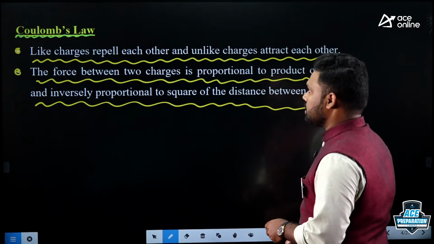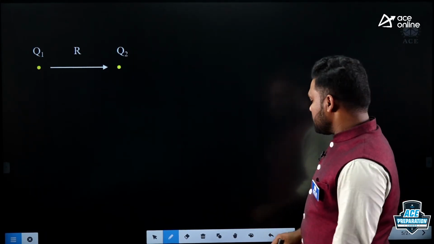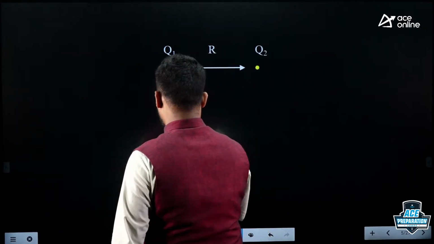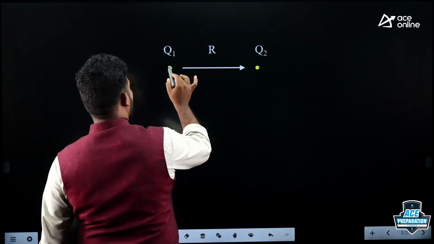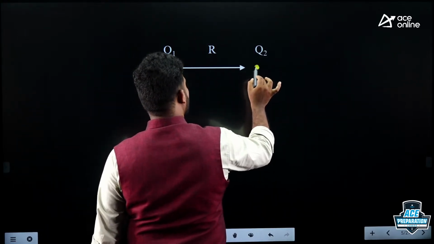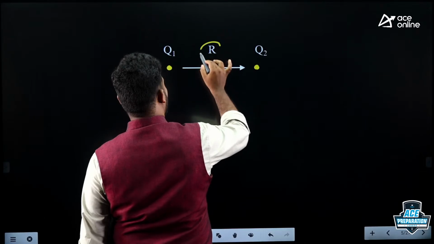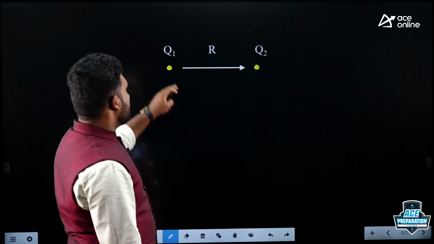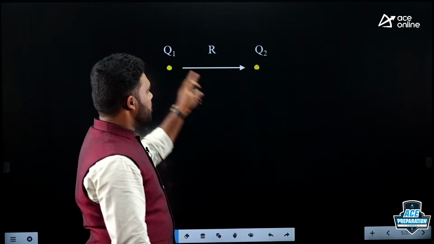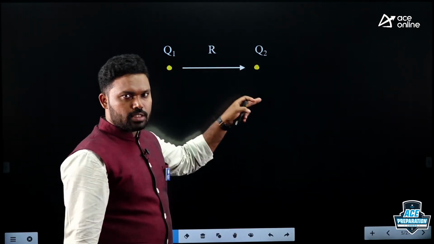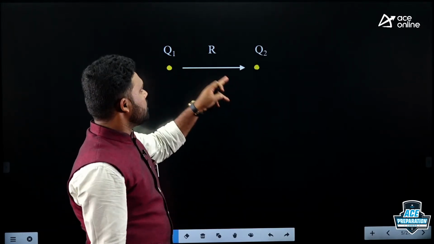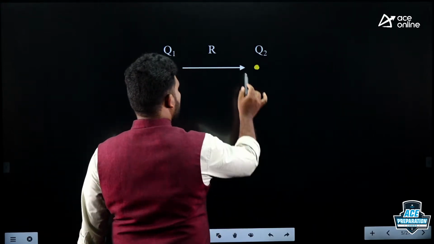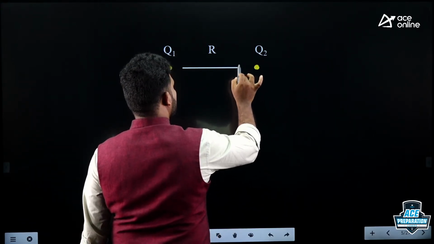Let me turn the page here. I'll show a diagram. Let us consider two charges. Here is the first charge Q1, here is the second charge Q2, and the distance between these two is R. Clear? So this is the Q1 charge, this is the Q2 charge. Both may be positive, both may be negative, or one positive and one negative. And there is a distance between them. R is the distance between them.